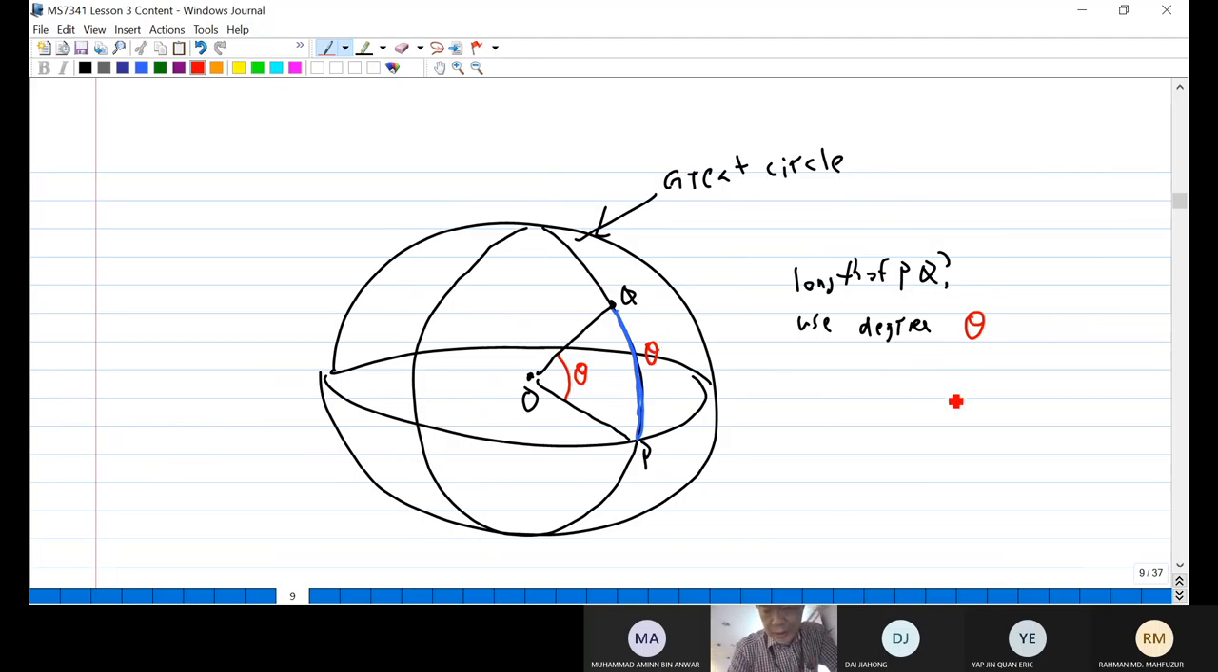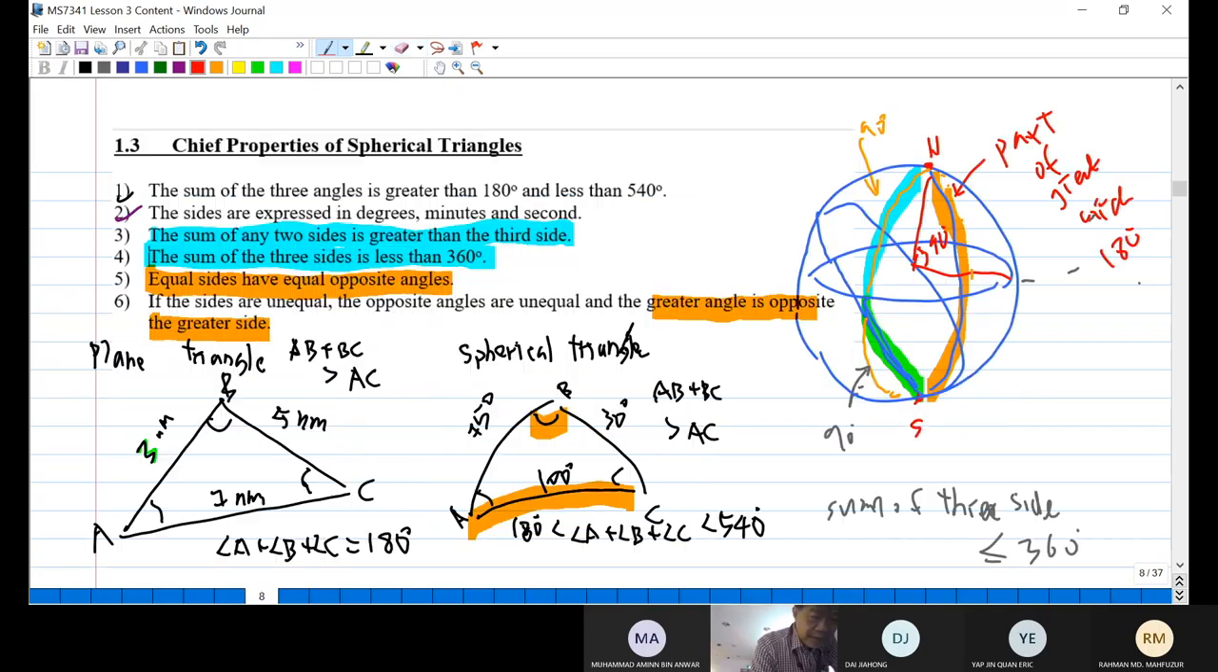Theta is always between 0 degrees, up to how much depends on how far you can go. You go one round, you get 360. Okay, so this is how you measure the length of a great circle. That's why you use degrees here to measure the angle, to measure the length of the distance.